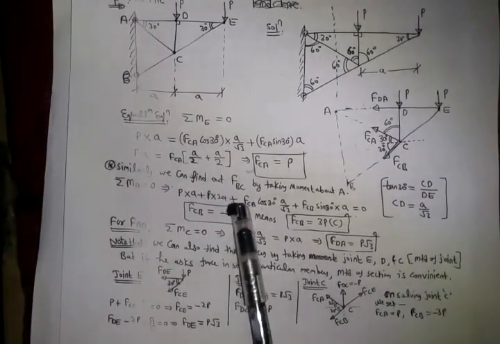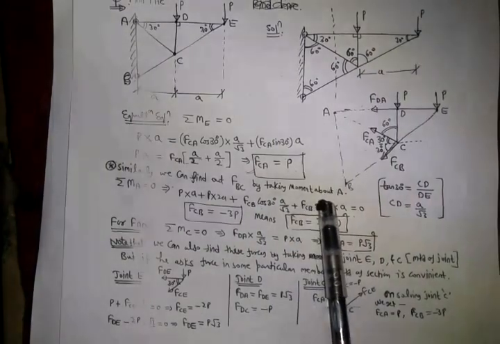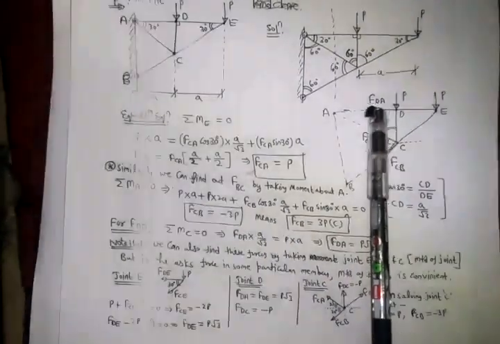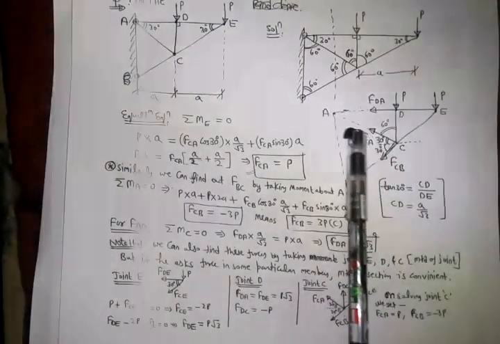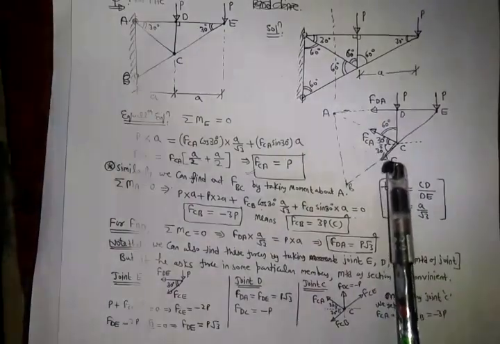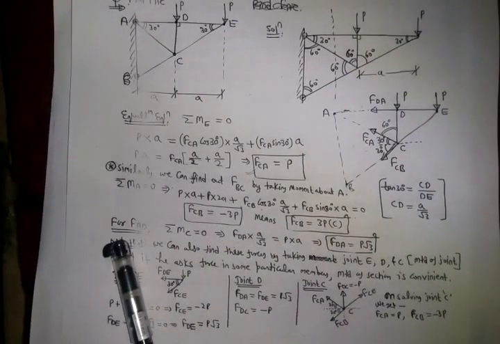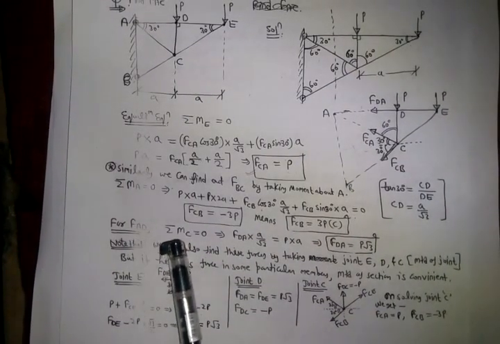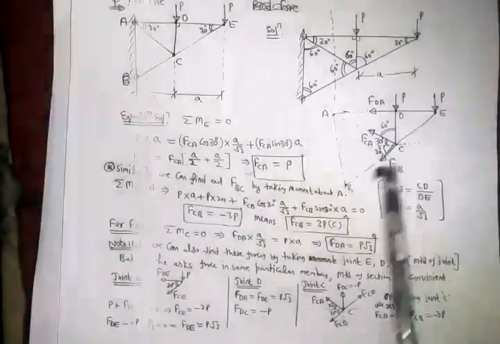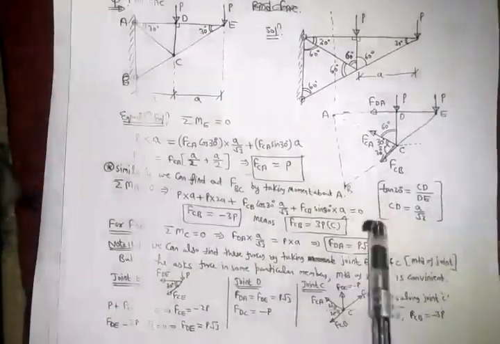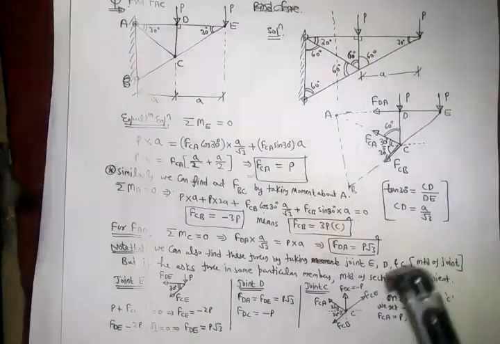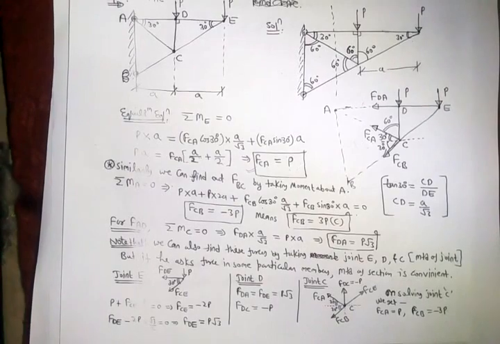Similarly, we can find FBC by taking moment about A. If I take moment about A, the moment of FDA will be 0, the moment of FCA will be 0, only one unknown will be FCB, right? Similarly, we can find out FAD by taking moment about C. About C, these two will be 0 and FDA will be the answer, right? The same question can also be solved by the method of joints, I have solved here, right?